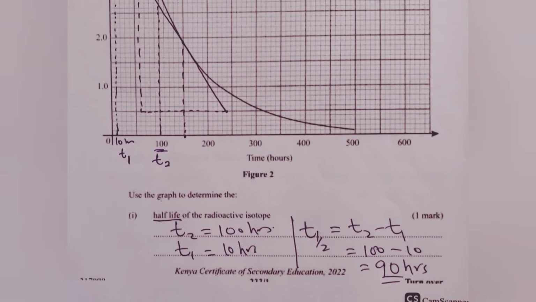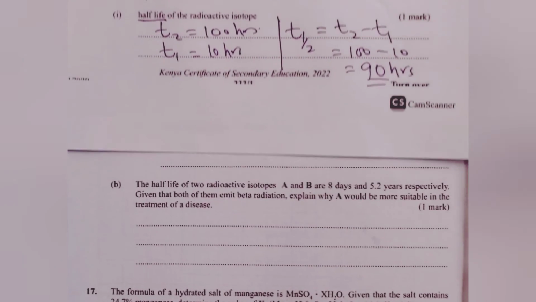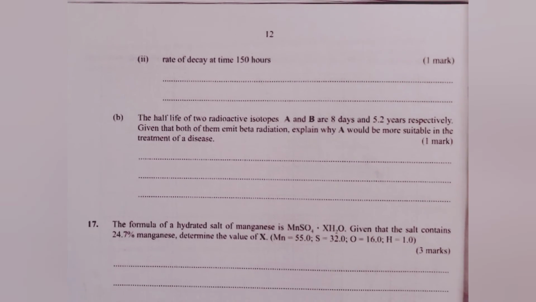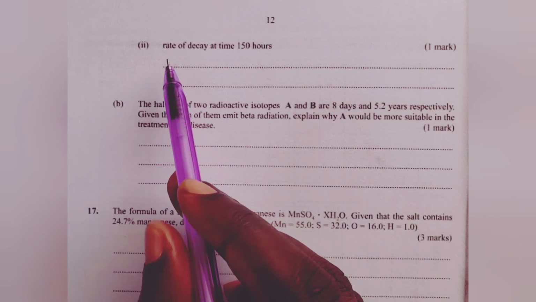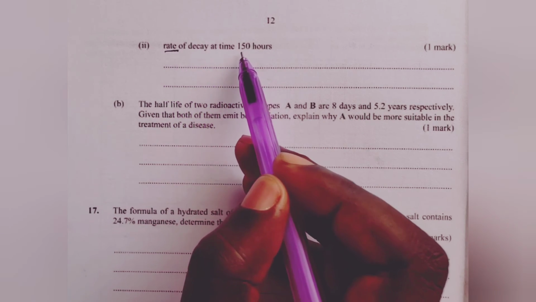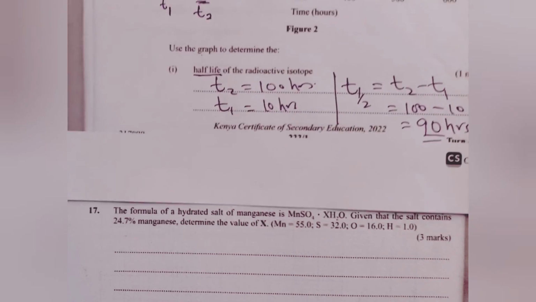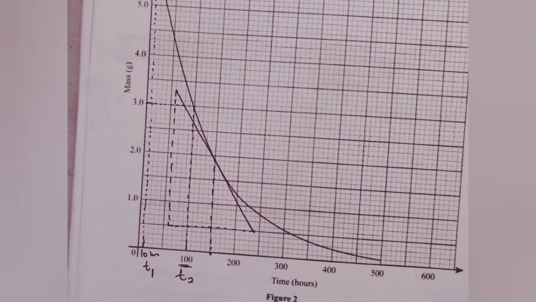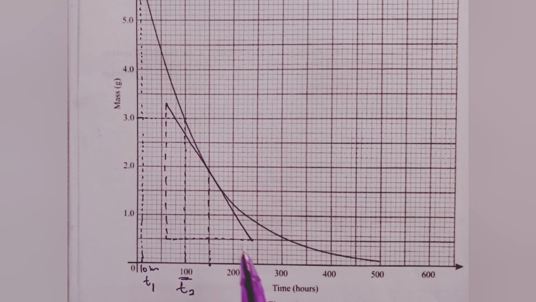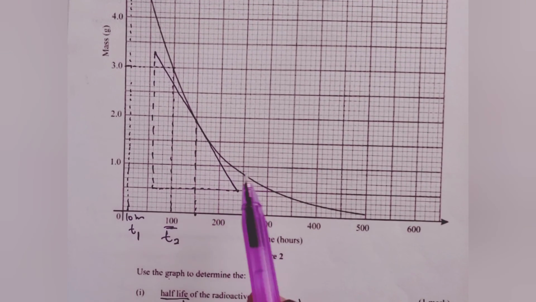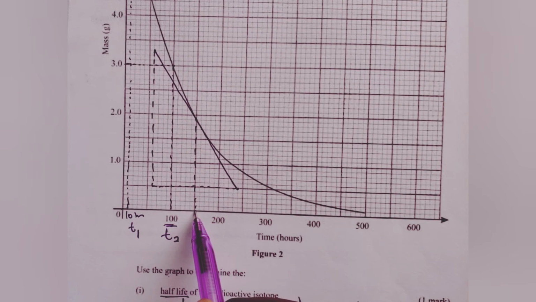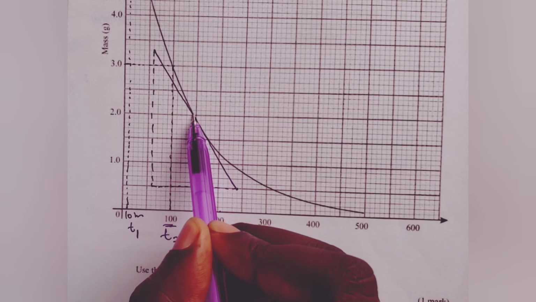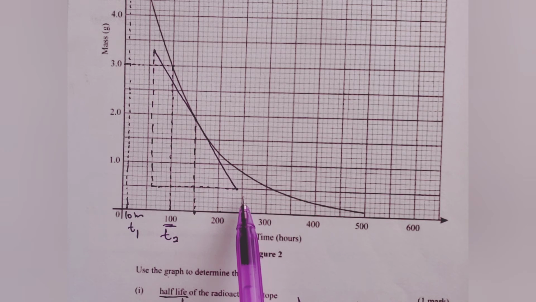For part 2, the examiner is asking me to find the rate of decay at 150 hours. So for that matter, this is instantaneous change, as we always say in maths. So a candidate is supposed to simply draw a tangent at time 150. This is where we have time 150, 100, 200, so in the middle here will be 150. You draw a tangent at that point, and then you find the gradient.